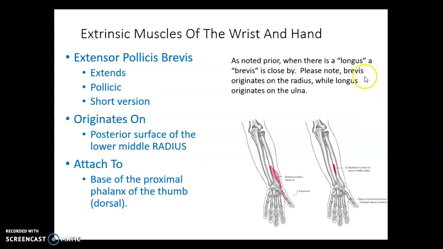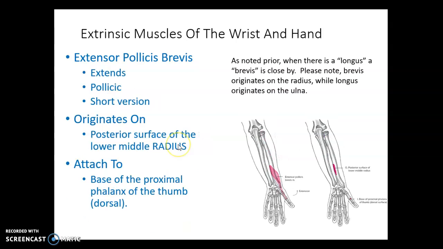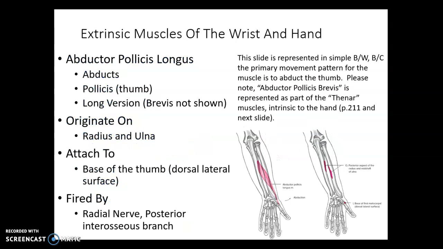And the other point here is, brevis originates on the radius while longus originates on the ulna. I just want to point that out between those two slides. You'll see here, it originates on the lateral surface of the ulna, and this is on the radius, just so you have that kind of mapped in your head.